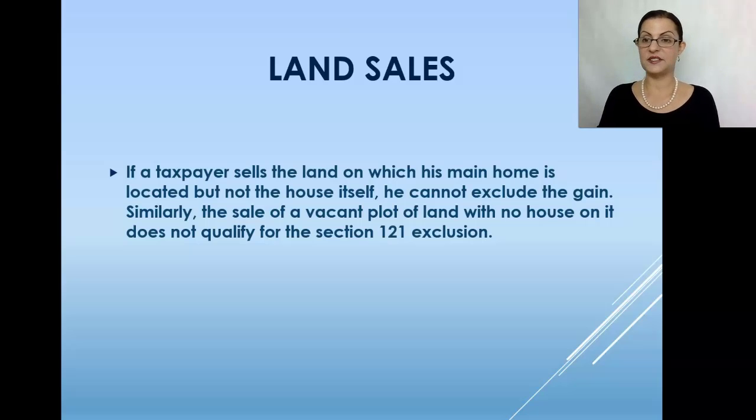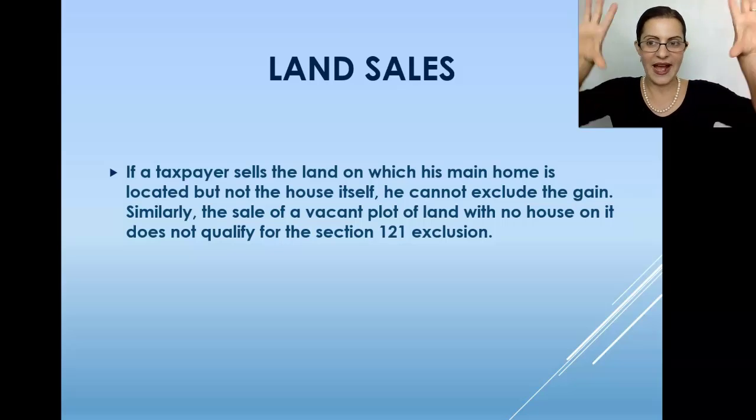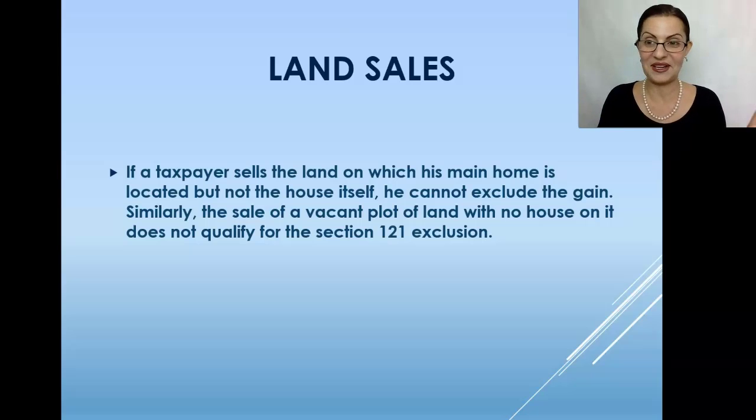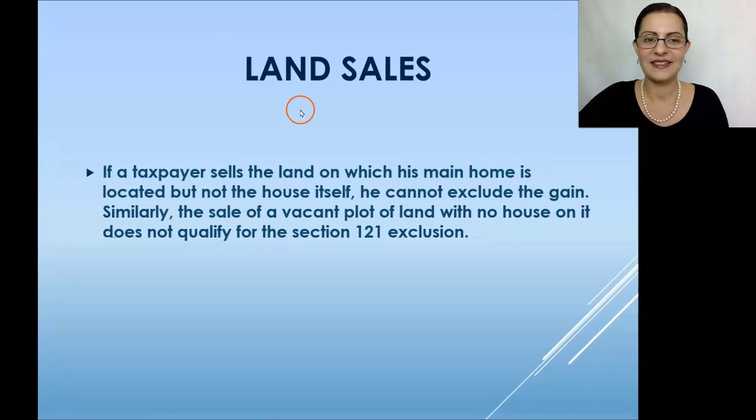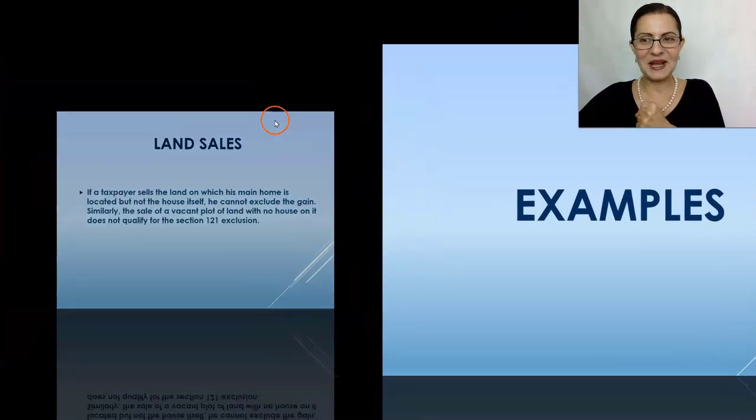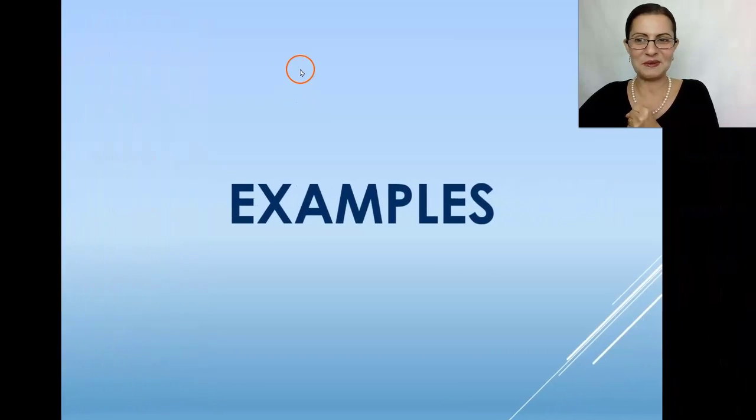The taxpayer can still get long-term capital gain treatment, which is good, right? They'll still get long-term capital gain treatment if they own the property for more than a year, but there's no way you can exclude the gain if there's not a house somewhere in the mix. It won't qualify for the Section 121 exclusion in that case. All right, let's go over some examples so you can understand this stuff really well.